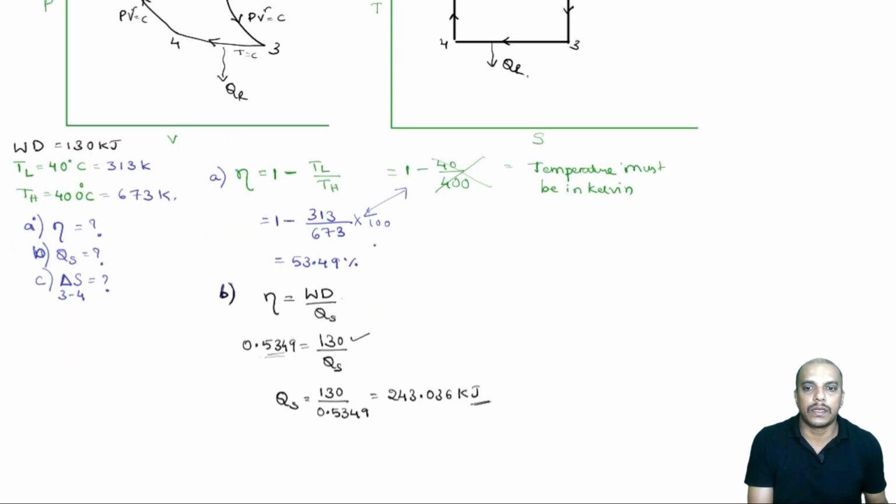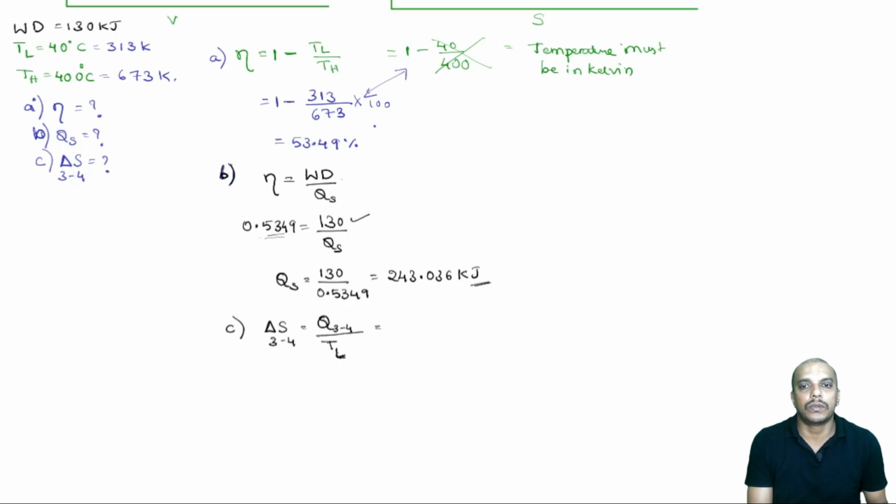Now, this last sub question, that is sub question C: what is the change in entropy during process 3 to 4? And remember, change in entropy is given by Q by T. Now, if we know Q 3 to 4 or Q rejection, and divide that by the temperature of 3 to 4, which is TL, we must be able to get the change in entropy during process 3 to 4 or during heat rejection. Now, how do we find out this Q 3 to 4?